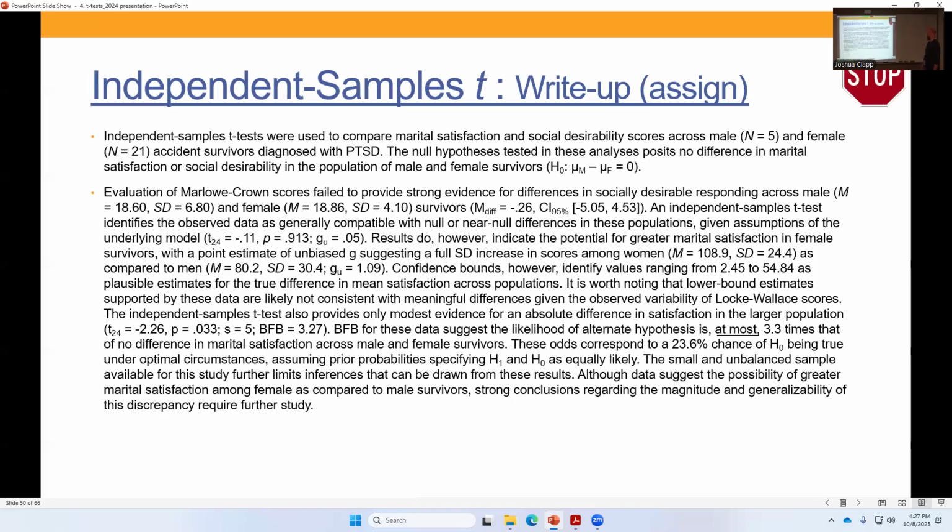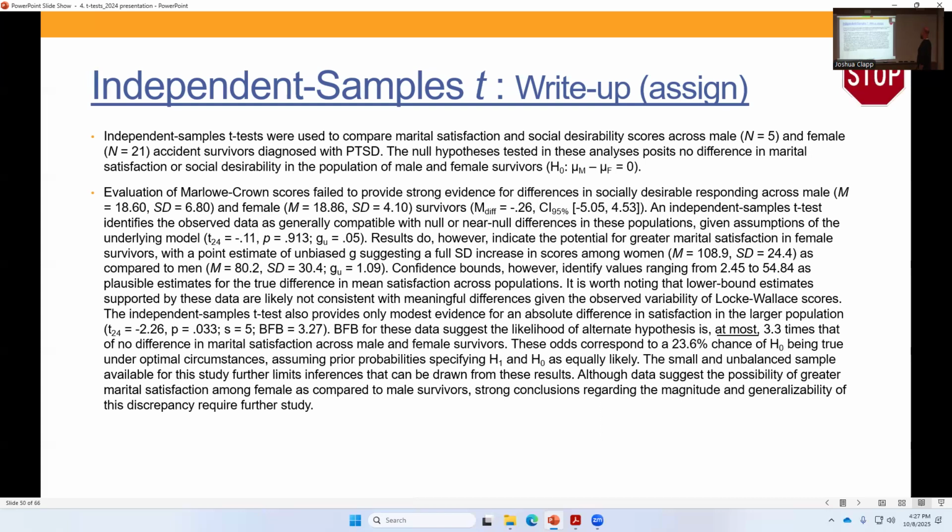Results do, however, indicate potential for greater marital satisfaction among female survivors, with a point estimate of unbiased g suggesting a full standard deviation increase in scores among women as compared to men, okay? So here I'm starting out with the effect size. I'm saying, yes, there is a difference. It's about a full standard deviation based on our effect size.